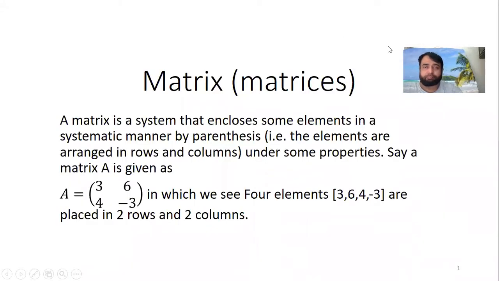All right, so matrix, basically this is a singular word. In plural we call it matrices. Now the question is, what is a matrix? A matrix is a system that encloses some elements in a systematic manner by parentheses. That is, the elements are arranged in rows and columns under some properties, of course. So a matrix encloses some elements and we use parentheses, especially round brackets.